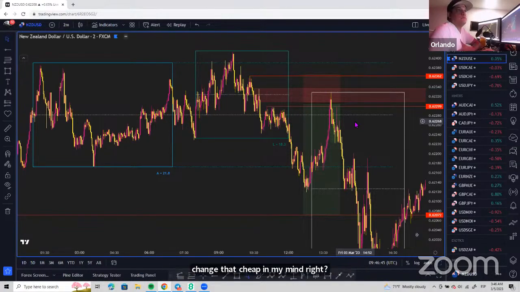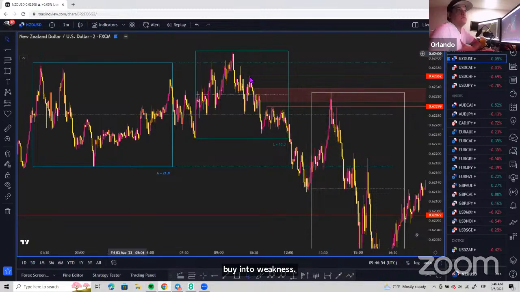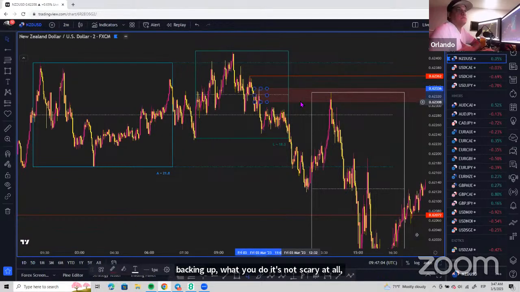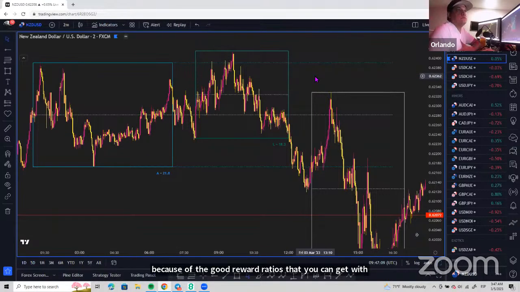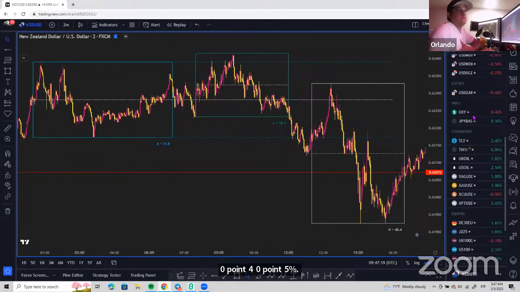That mindset to sell into strength and to buy into weakness. It's scary at the beginning, but when you have data backing up what you do, it's not scary at all. And because of the good risk to reward ratios that you can get with this entry model, you can compound. You can have great months just by risking 0.4, 0.5% per trade.